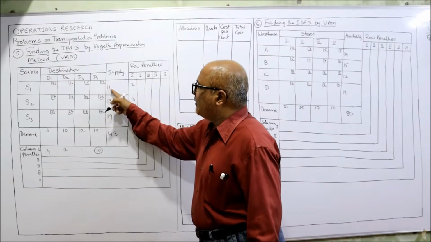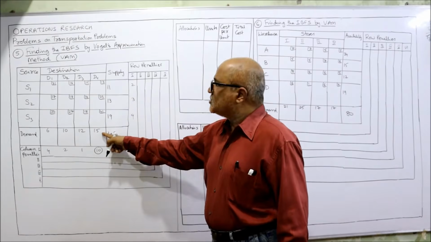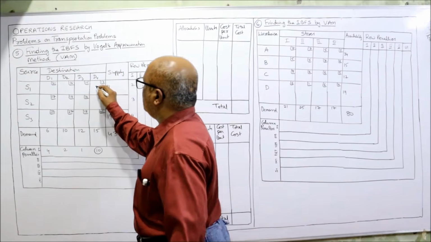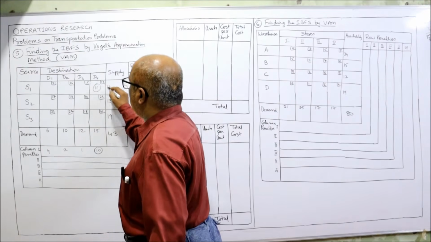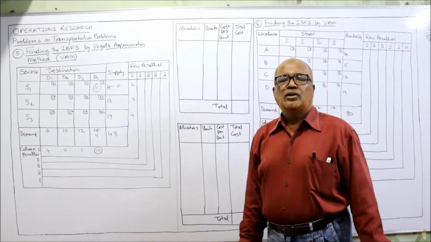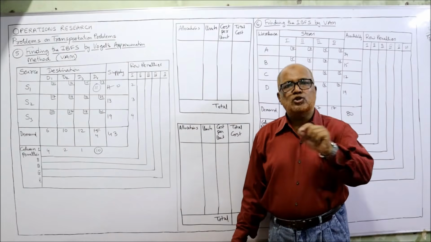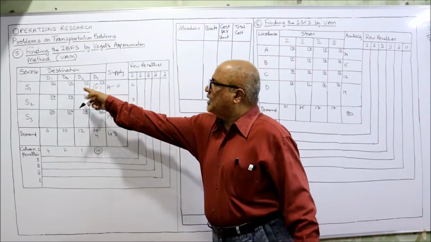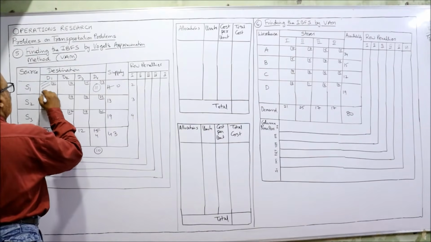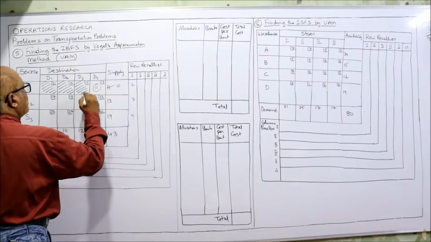So row total 11, column total 15, whichever is less. So here 11 is less. So I am allocating 11 here. 11 minus 11, 0. 15 minus 11, 4. So whichever row or column has become 0, that should be blocked. Here this row has become 0. So block the row. Like this, I am blocking the complete row.